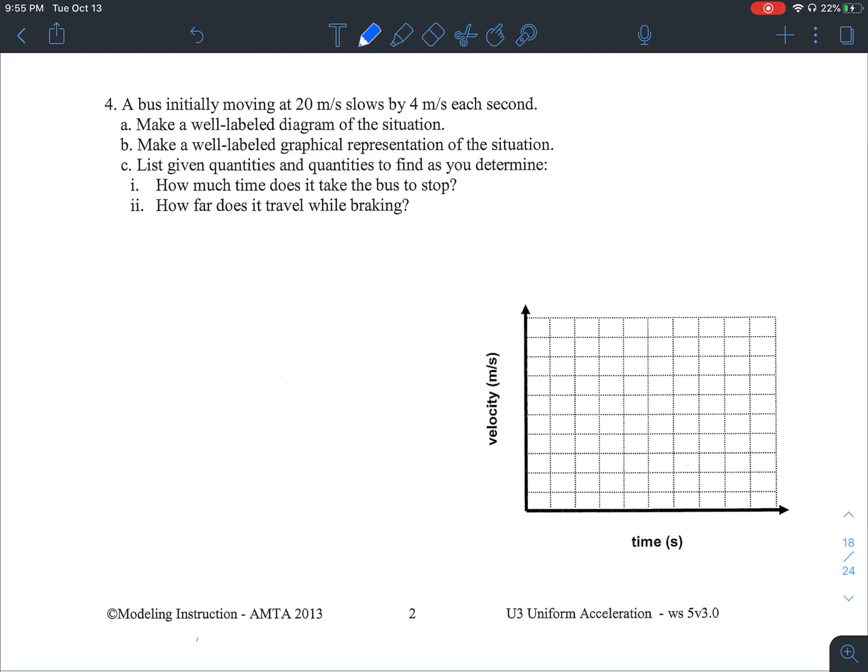So here we have a bus slowing down. Hopefully your picture's good. And we start identifying our variables. Now we could plot this out. We have an initial velocity. We have a final velocity. So let's start off with graphing it out. I think that works well.